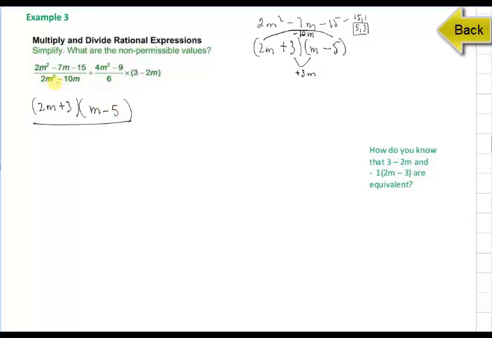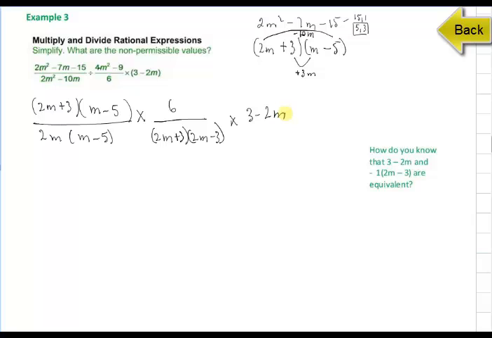And in the denominator here, it looks like I have a common factor of 2m, so I will factor that out. And I get 2m times m minus 5. Now, I have a division here, which I know I'm going to have to multiply the reciprocal of, so I'm going to do that right now. So I'm going to go 6 over, and then I'm going to factor this. And this is a difference of squares, so I get a sum and difference when I factor that. So I get 2m and 2m, and then plus 3 and minus 3, and then times 3 minus 2m.